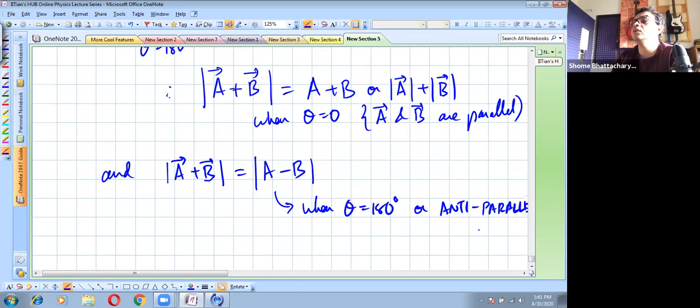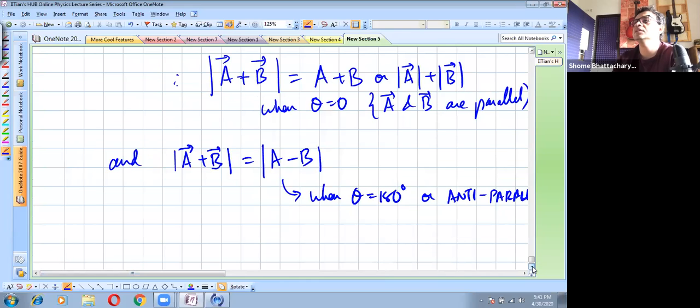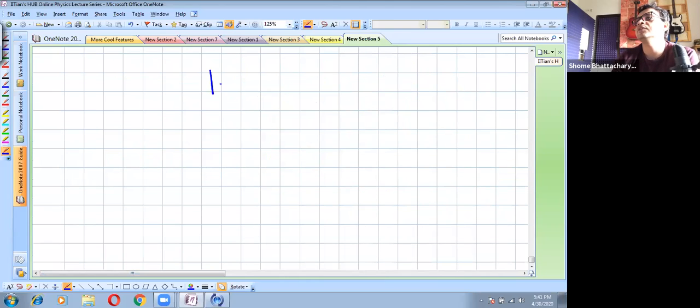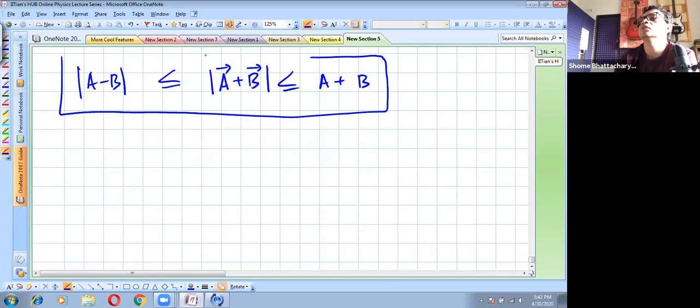Okay, and in all other cases, it is something in between these two extremes, mod of a plus b and mod of a minus b. So that is why in general we say that there is this kind of an inequality, that the magnitude of the sum can never exceed this, and it can never become less than this. This particular statement, you might have seen in your module also. This is called the triangle inequality because it comes from the triangle law.